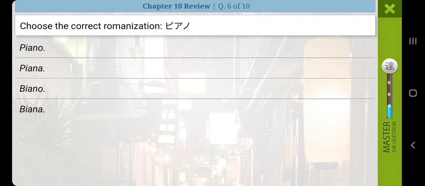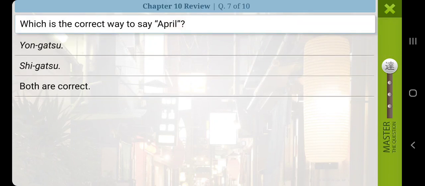Choose the correct romanization. I think that's piano. Kanpeki. January, February, March, April. So we got four. Ichi, ni, san, shi. I'm gonna go. Both could be correct. Oh, okay. I think she got two. Kanpeki.